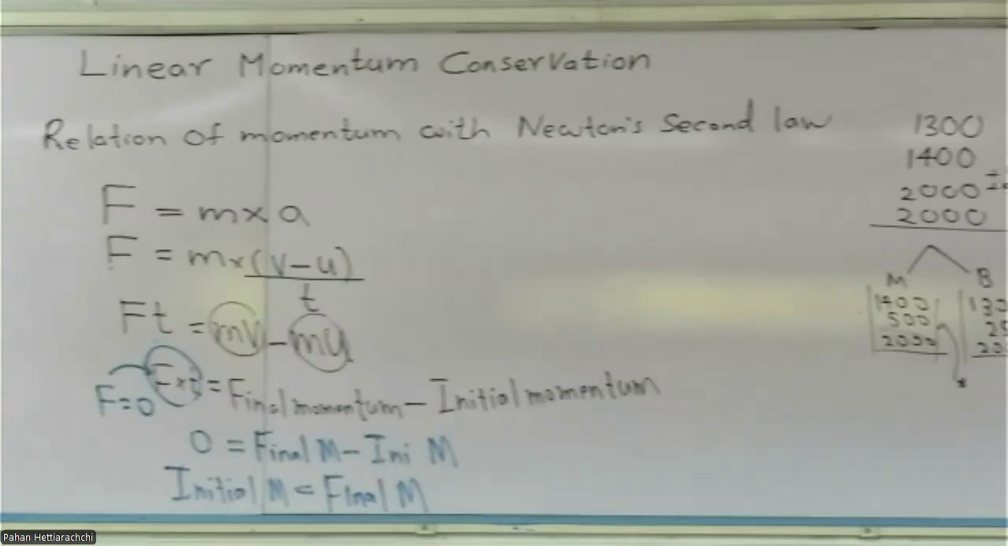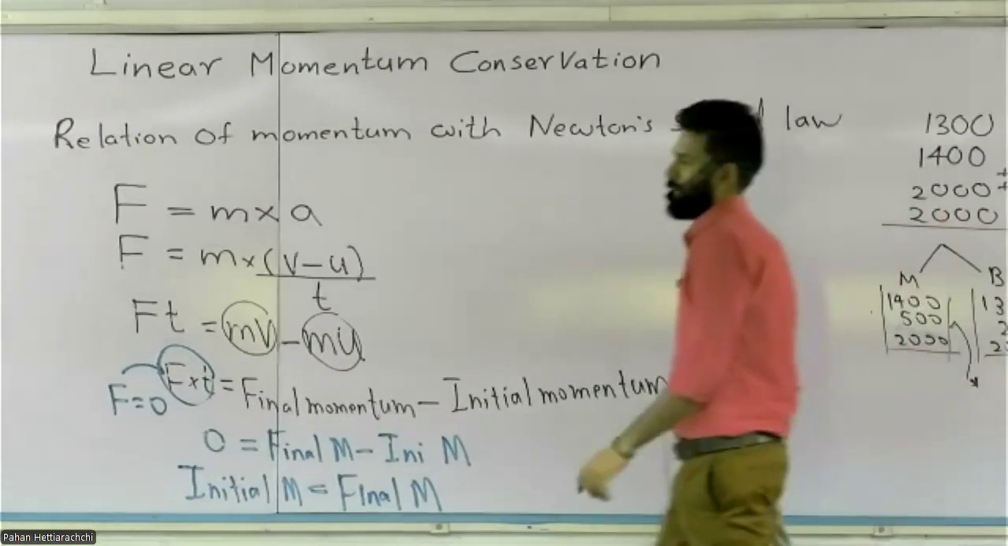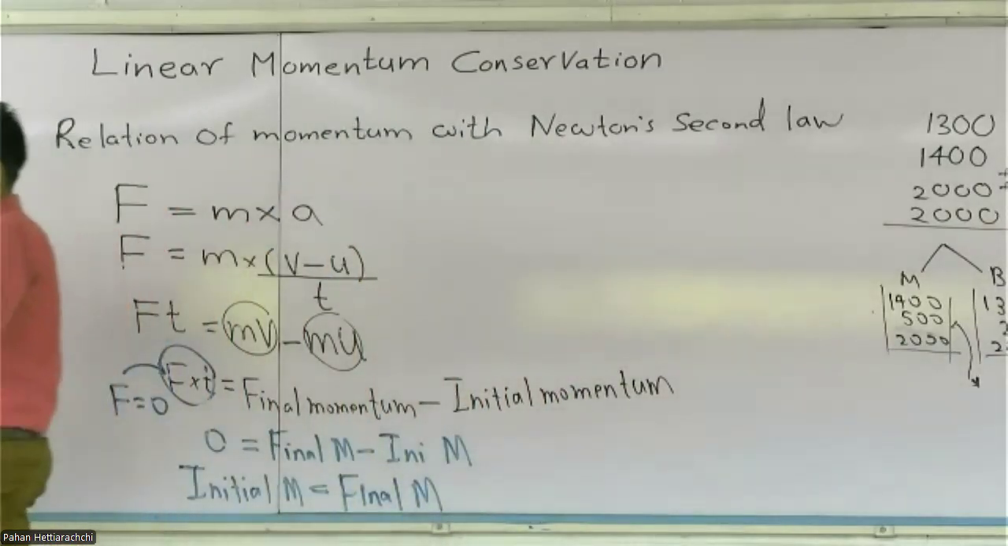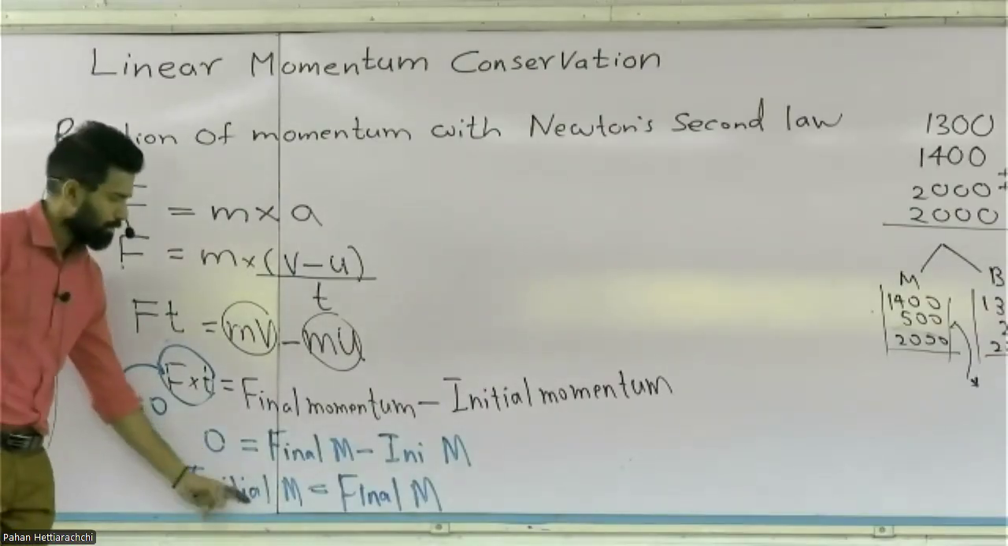If there's no external force acting on an object, momentum will not be changed. If there's no external force acting on that object, there's no momentum change again. The momentum change is zero. Here you can see that clearly.